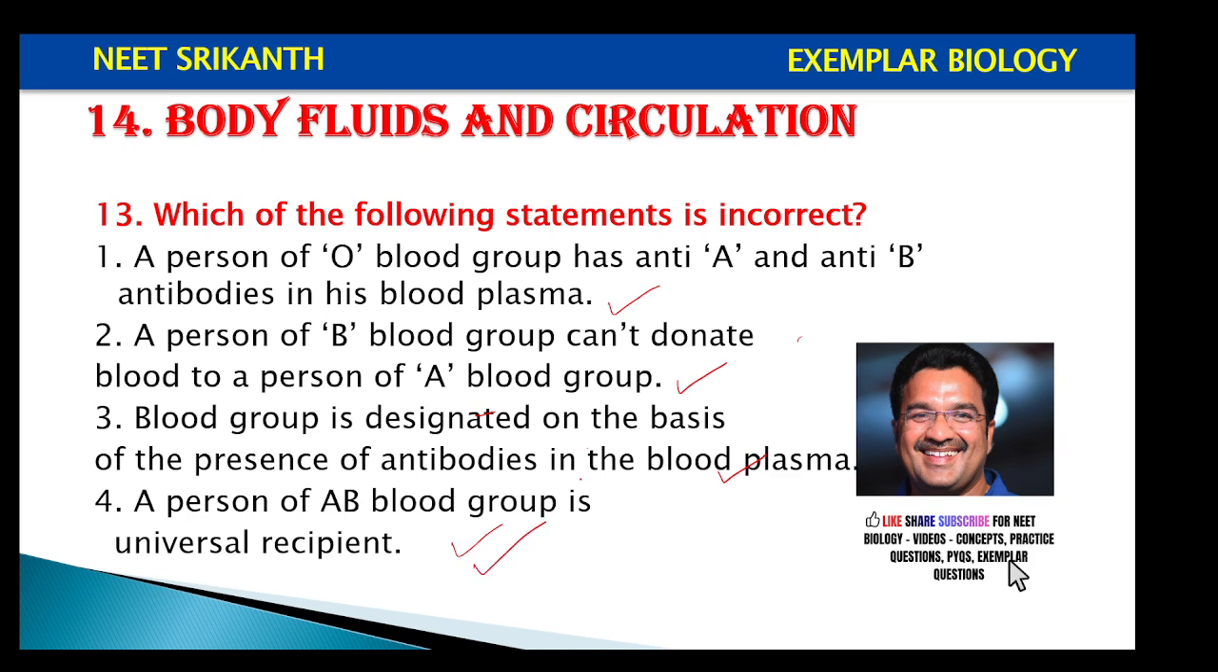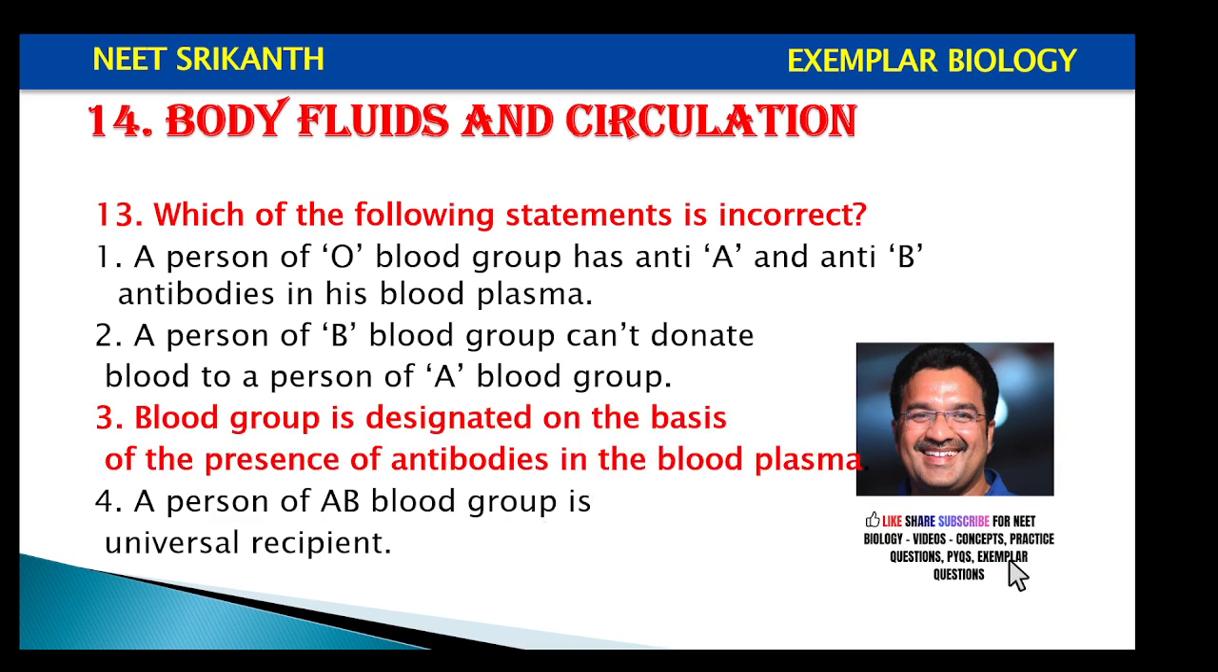This is right. Blood group is designated on the presence of antigens, not antibodies. Classification of the blood group is based on the presence of antigen. If A antigen, an A sugar polymer, is present, that is A blood group. If B sugar polymer is present, that is B blood group. If both A and B sugar polymers are present, that is AB blood group. If RBC does not have any of the sugar polymers A and B, that will be the O blood group. So our blood group classification is based not on antibodies but on antigens. So our answer is the third option.